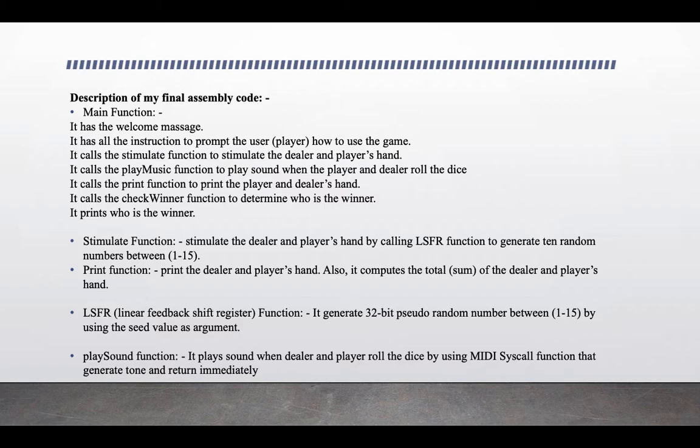Also my program has the linear feedback shift register function. This function generates a 32-bit pseudo random number between 1 and 15 by using the seed value as argument. Also, my program has the play sound function. This function plays sound when the dealer and player roll the dice by using the media syscall function that generates the tone and returns immediately.